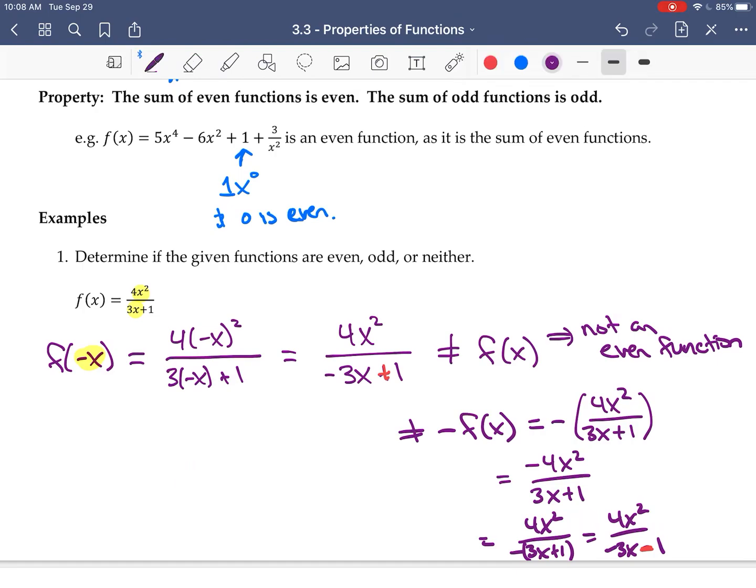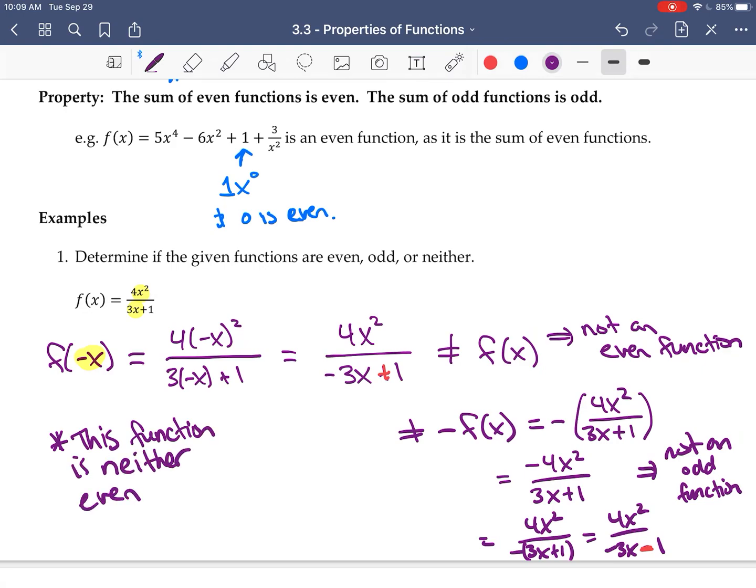which means that it's not, actually let's write it over there. Okay, so all of this means that it's not an odd function either. Okay, so this function is neither even nor odd.